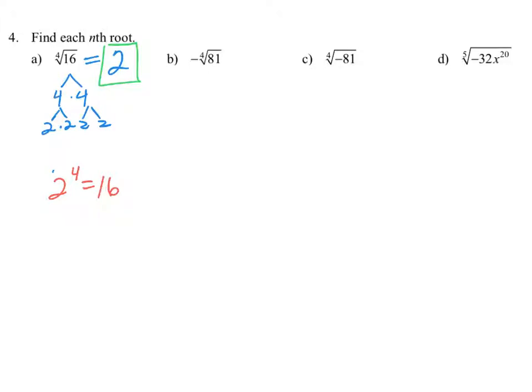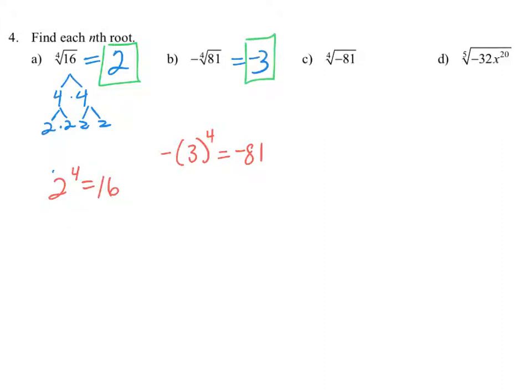Now the negative 4th root of 81 is negative 3. We can check our answer by taking the 3 and raising it to the 4th power and then make it negative, and we would get negative 81. So our answer is negative 3.